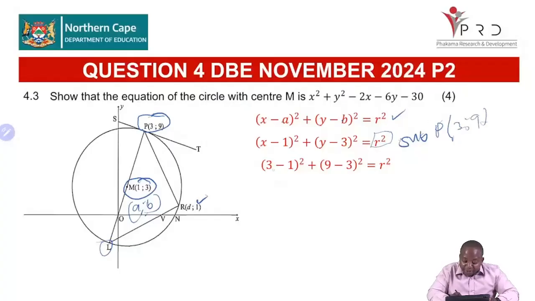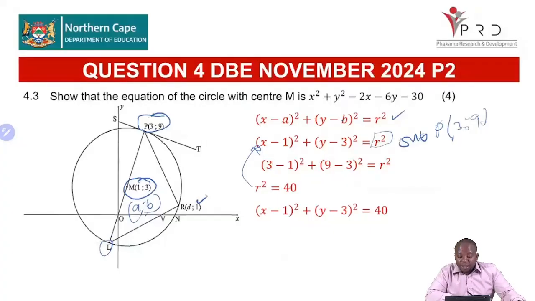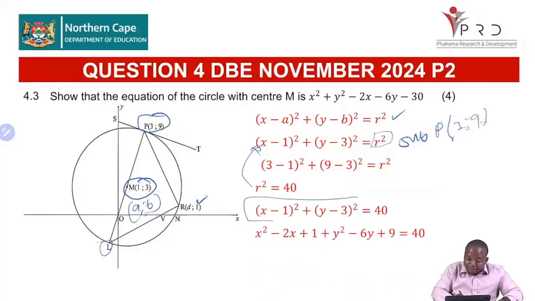So where there's x, I place in my 3. Where there's y, I place in 9. Then my r squared is going to be 40. Then I'm going to represent this equation with our r squared there. Then our equation is going to be x minus 1 all squared plus y minus 3 all squared is equal to 40. Then I can now simplify this side.